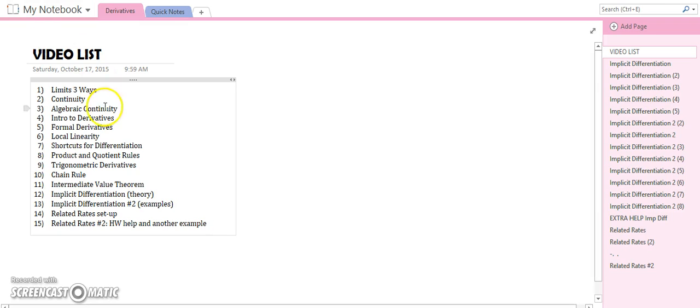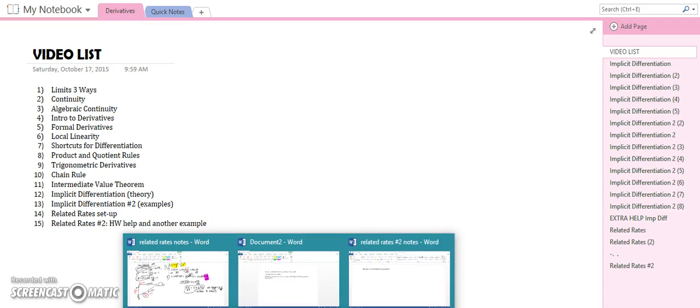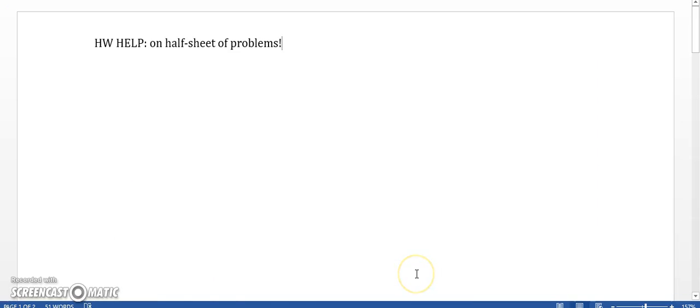So before we go to your notes section, you could title your notes related rates number 2. I'll be doing another example for you, but let me jump over here and just get you started on a couple homework problems to make sure you do them right. So again, this is on the half sheet.